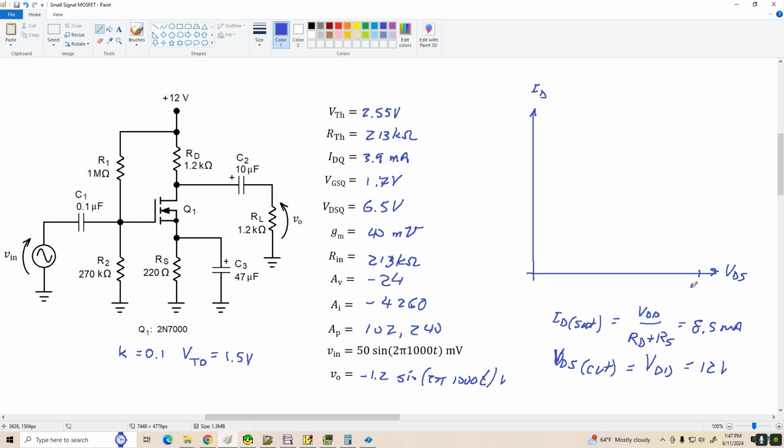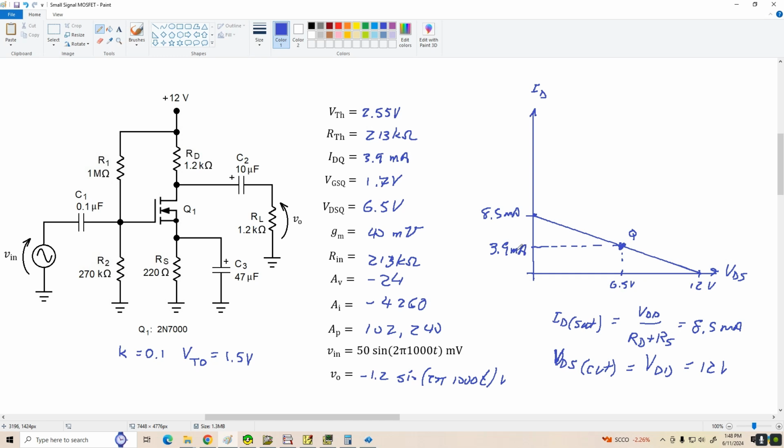We're going to go from 12 volts to, I'll just guesstimate it here, 8.5 milliamps, and hopefully our AC load line fits on here okay, but let's just draw this in. There's our DC load line. Our Q point is located at 3.9 milliamps and 6.5 volts, so we're a little more than halfway over here. Let's say this is 6.5 volts. Here's our Q point, and this corresponds to 3.9 milliamps, almost at the halfway point.